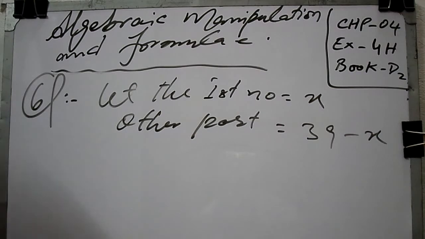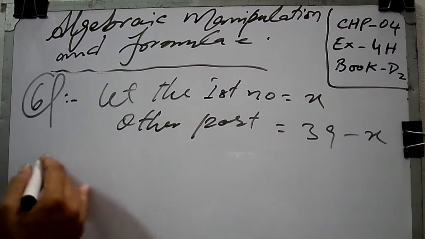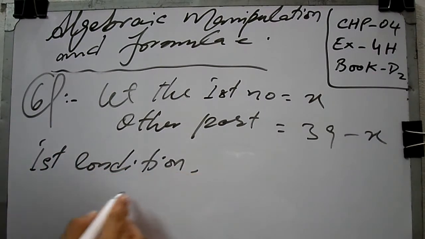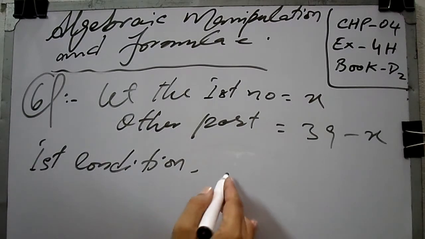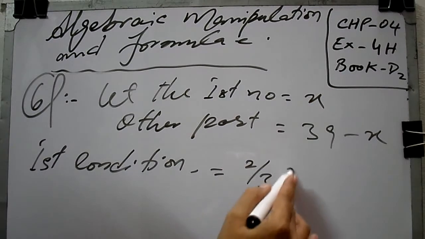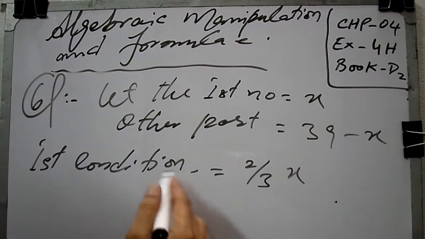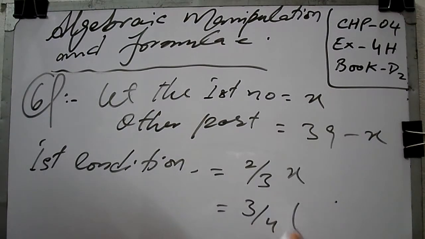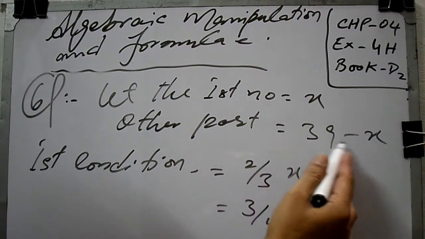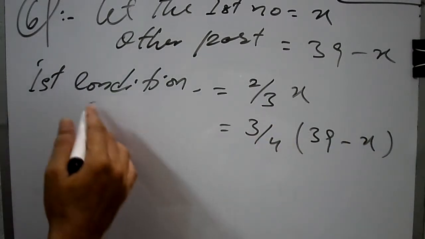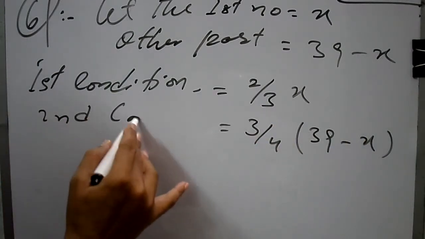So it means we can say that in the first condition, you can write 2 by 3 of the first part, that is 2 by 3 of the first number. Similarly, 3 by 4 of the second part. Your other part, our second part, is 39 minus x. So for your better understanding, I am going to write here. That is your second condition.